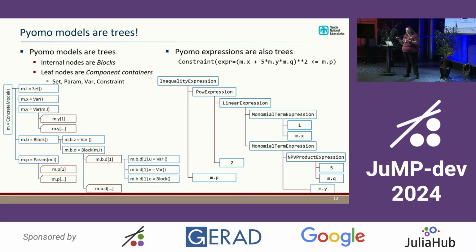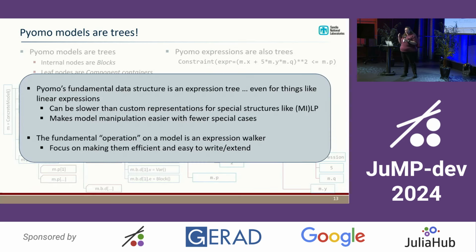Another key observation that we've had through all of this is that Pyomo models are just trees. The models themselves are trees, as we've seen through this block hierarchy. But then under the hood, all of the Pyomo expressions are also trees. And by recognizing that this is really the fundamental data structure behind Pyomo, even for things like linear expressions, this means that our representations can be a little slower than custom representations for specialized structures, but it also makes model manipulation much easier, because we have fewer special cases to worry about, because we don't have a lot of different types of representations under the hood that are exploiting certain special structures. This also means that the fundamental operation on a Pyomo model is just an expression walker.